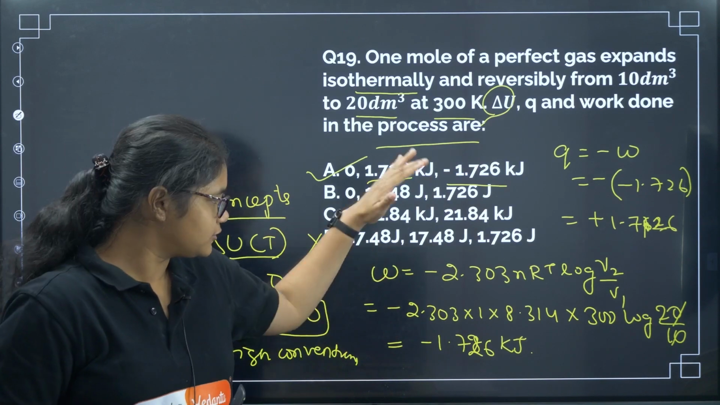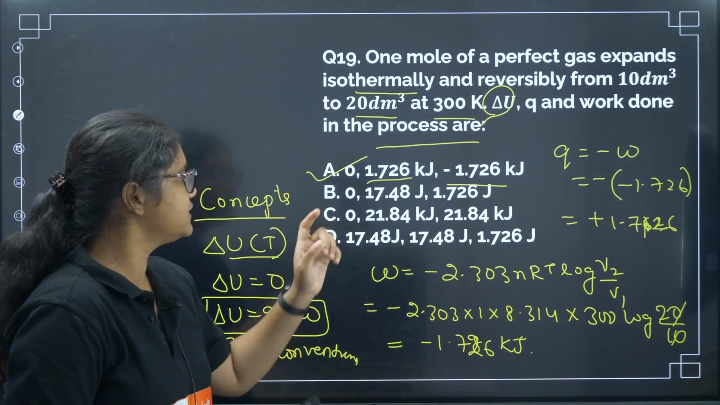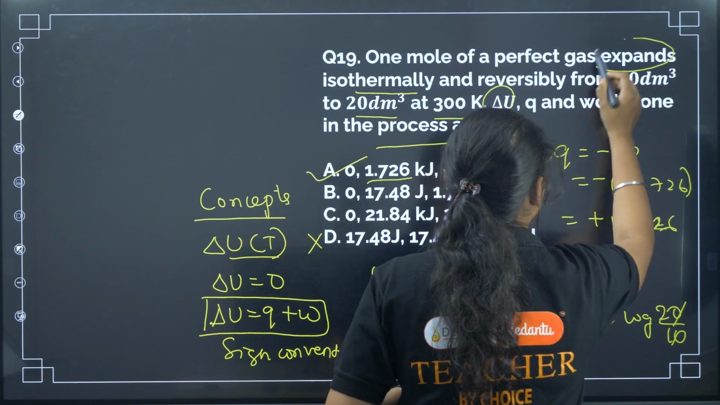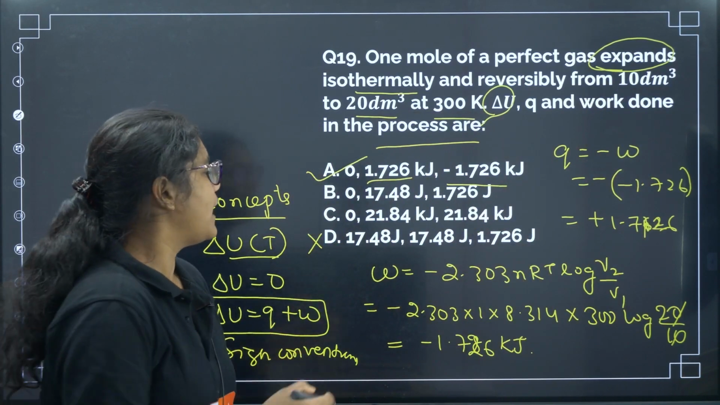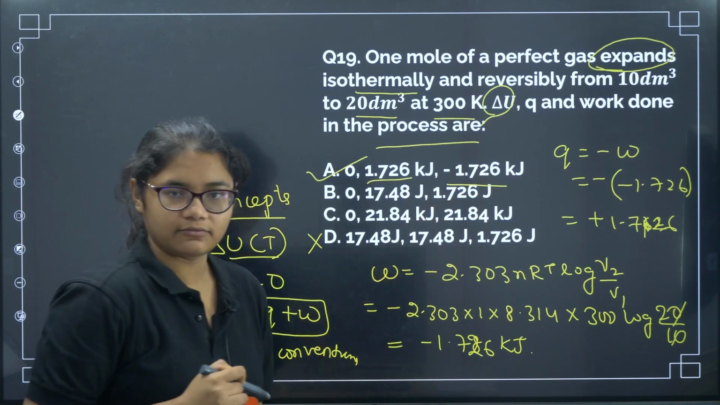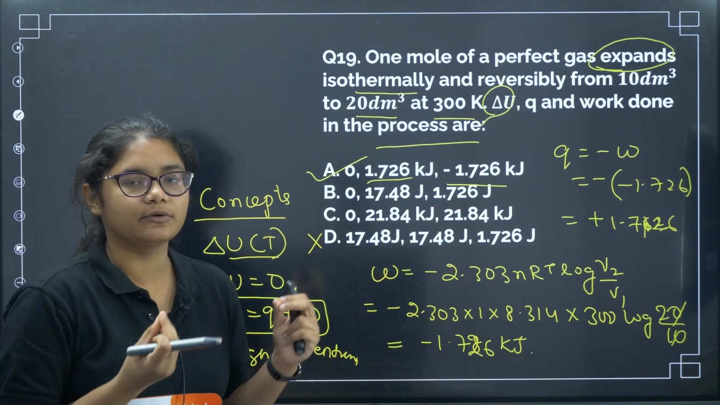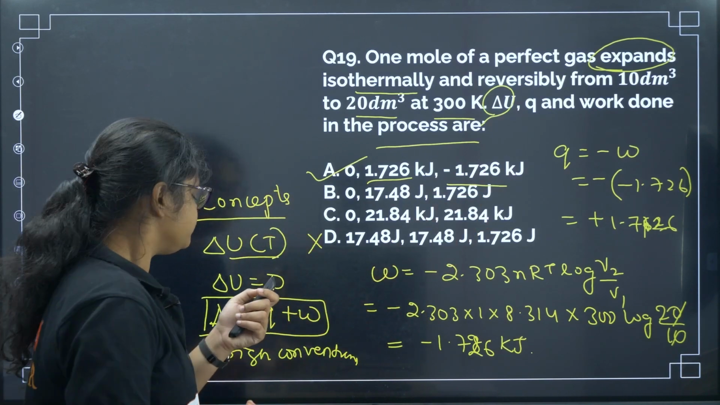Without solving, based on these options, we can easily tell, because the gas has expanded. That means work will be done by the system, so it will be negative, and in only one option the work done is negative. So you can easily say that it is option number A.